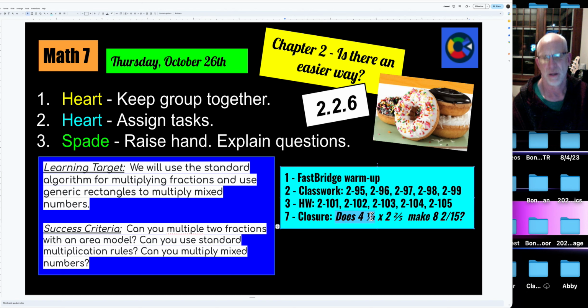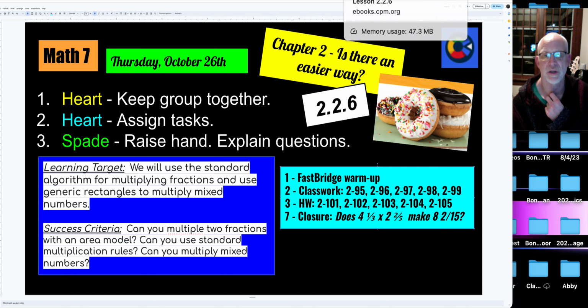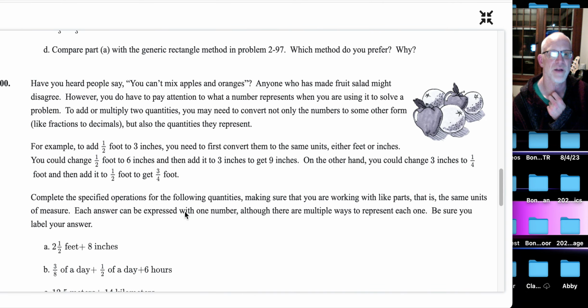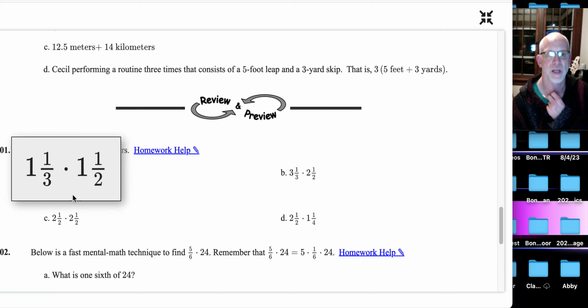And the closure question is going to be this. Does 4 1/3 times 2 2/5 equal 8 2/15? That's what we're talking about in closure. And then if we do get to homework, that's 101 through 105. Multiplying mixed numbers.